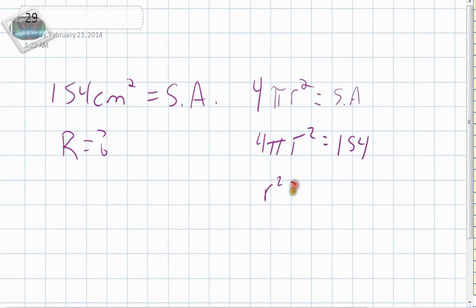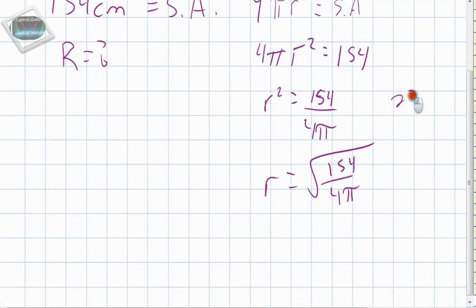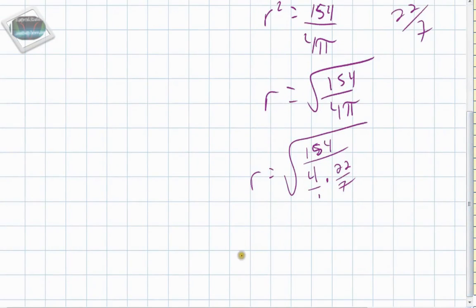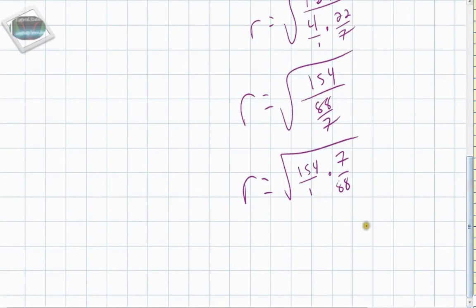So then r squared is equal to 154 divided by 4 pi, and then r is equal to the square root of 154 divided by 4 pi. Pi can also be represented by 22 over 7, that's an appropriate fraction to use for pi. So we're going to have 154 over 4 over 1 times 22 over 7. We're going to continue simplifying. This is 154, and this is 88 over 7. This is the same as saying r equals the square root of 154 over 1 times 7 over 88.